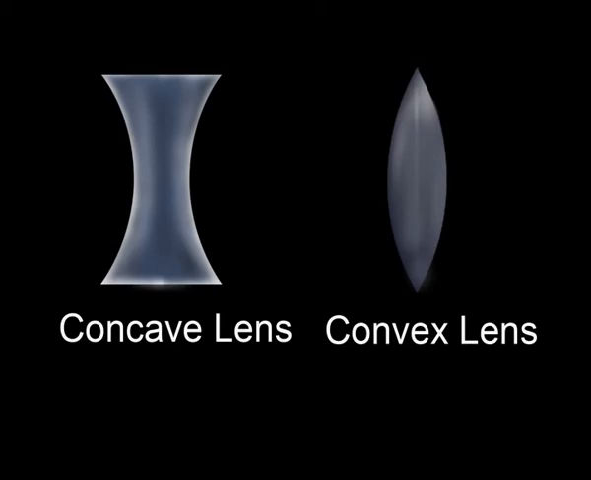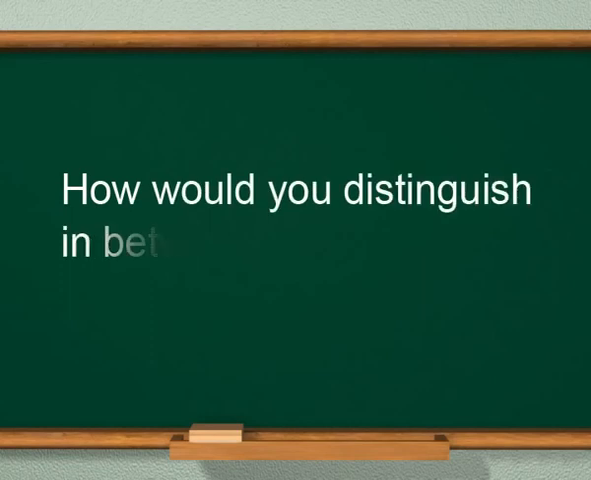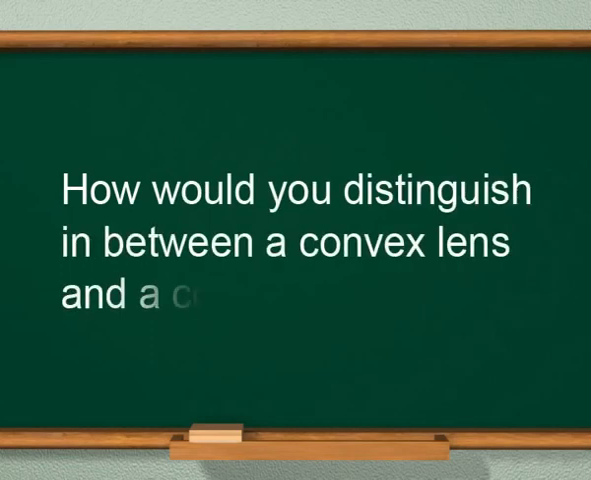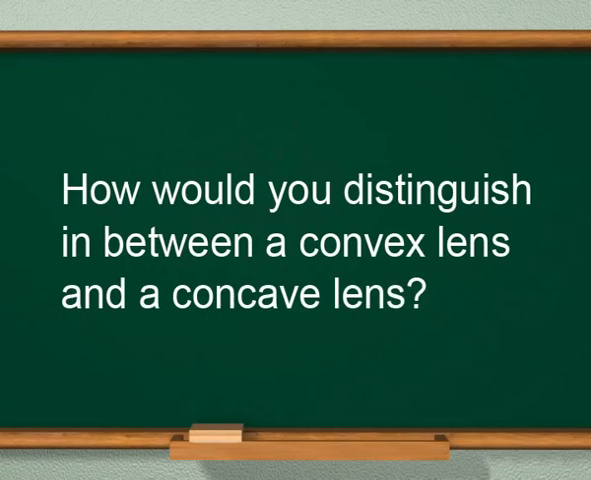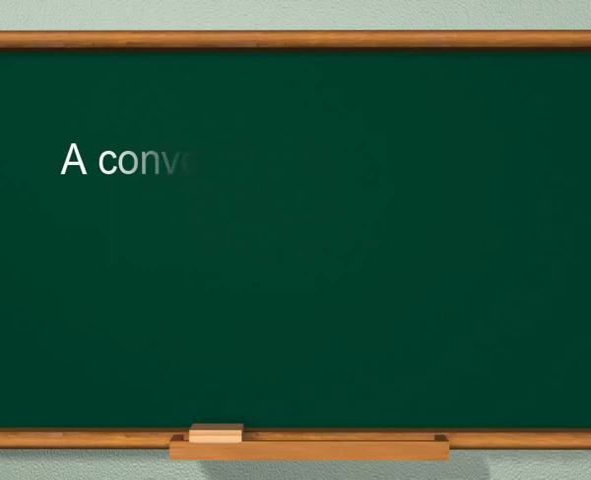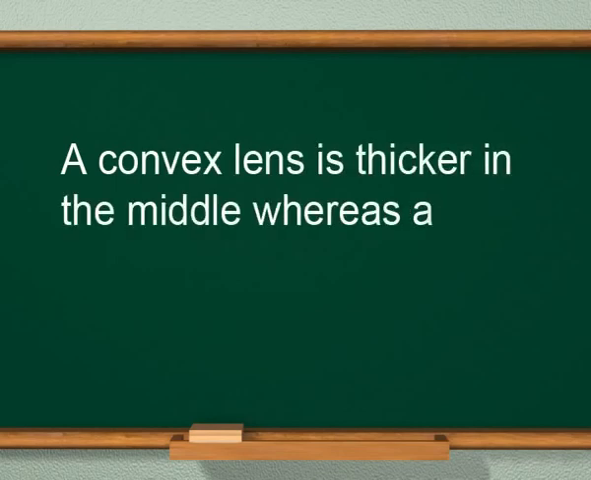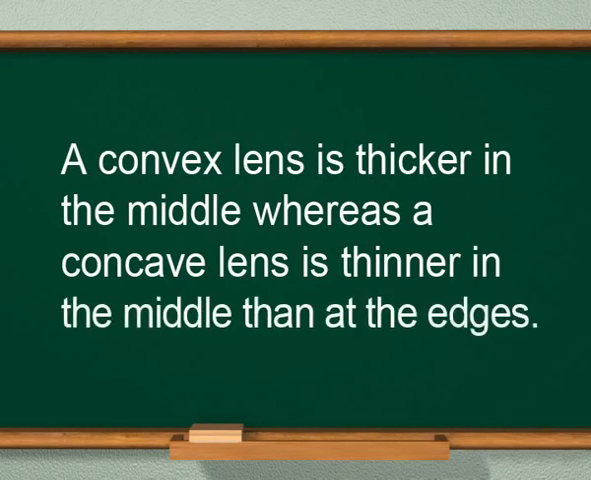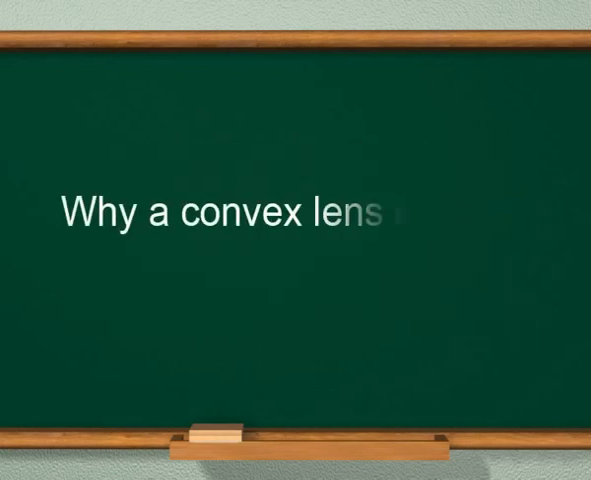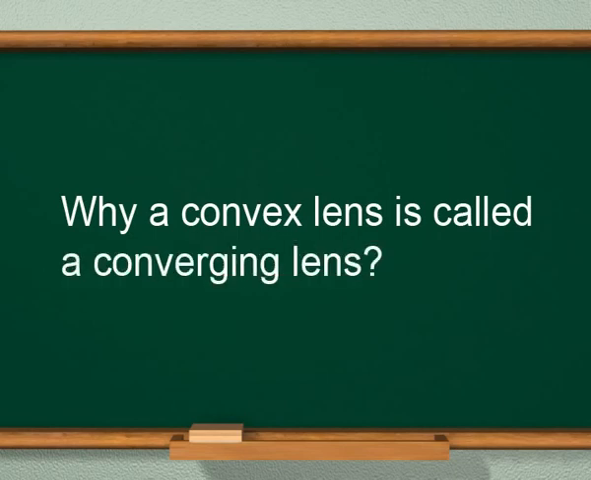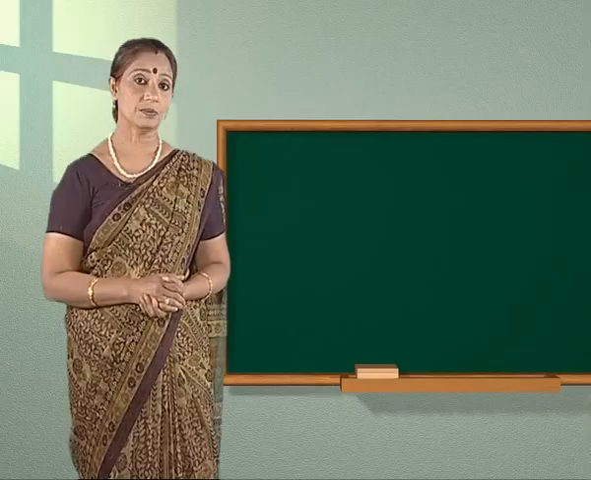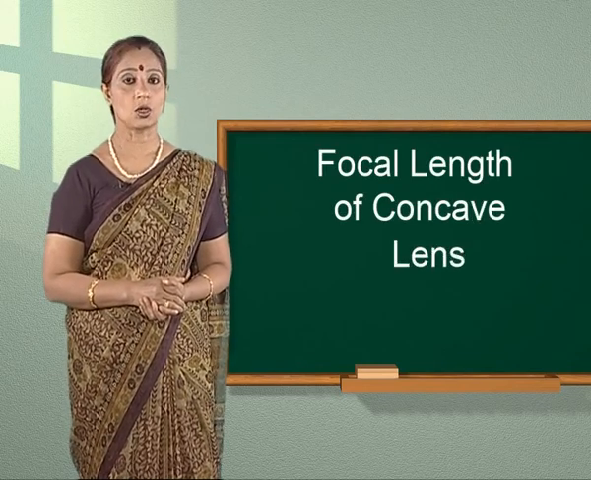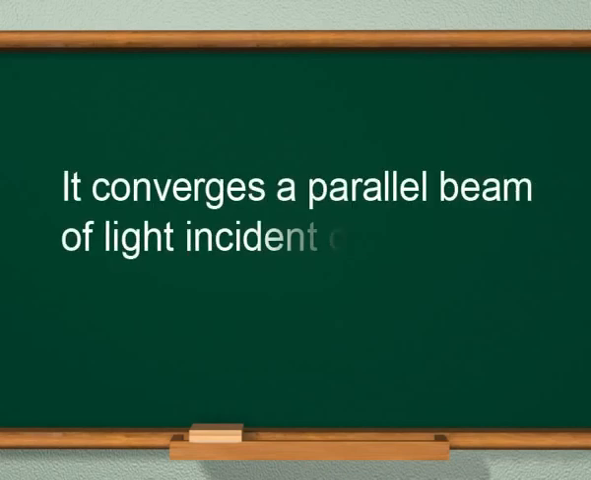The next question is, how would you distinguish between a convex lens and a concave lens? Answer, a convex lens is thicker in the middle, whereas a concave lens is thinner in the middle than at the edges. For next question, tell me why a convex lens is called a converging lens. The answer, a convex lens is called a converging lens because it converges a parallel beam of light incident on it to a point.